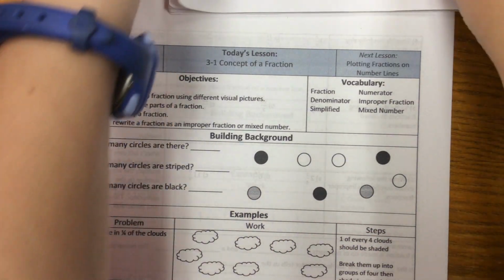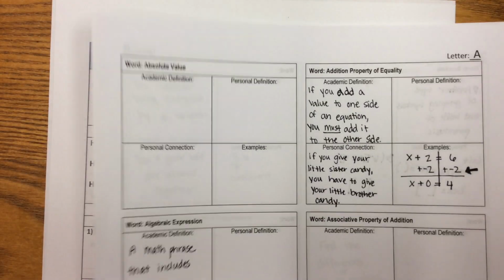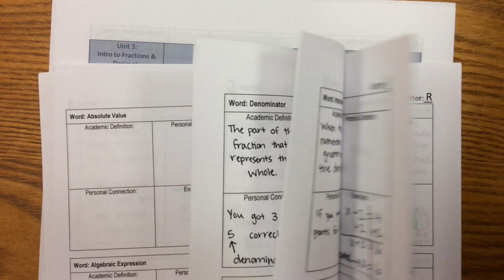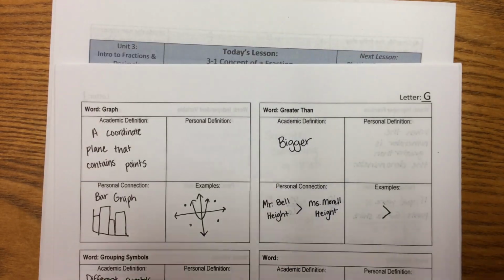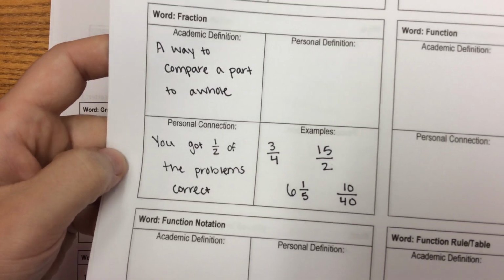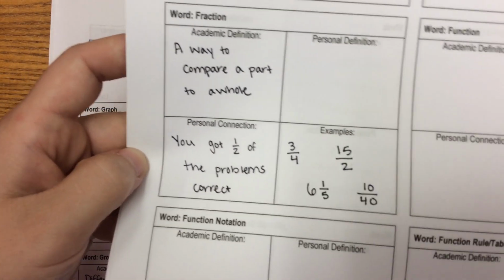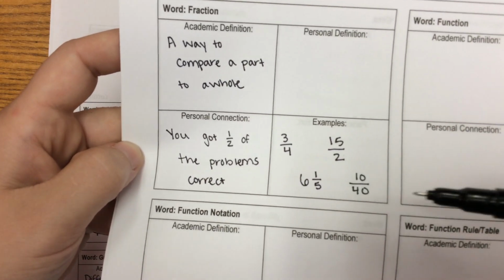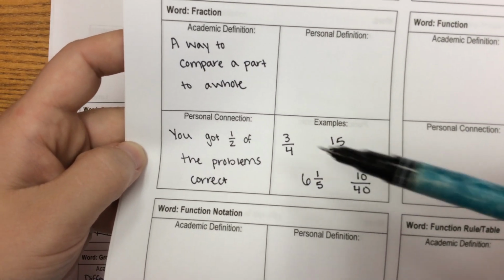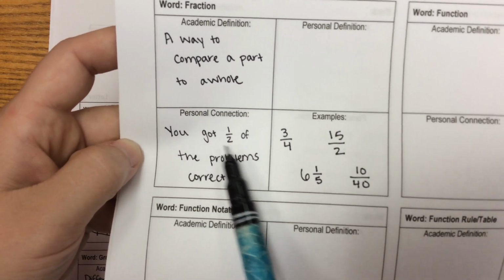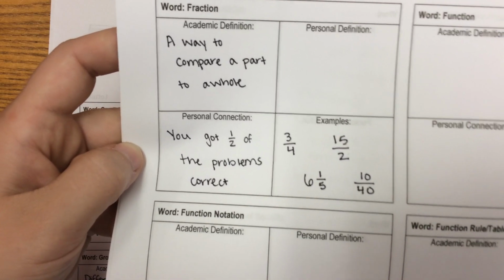So we're going to start with fraction. So that's going to be in the F's. So F is on page 6. So fraction. Fraction is a way to compare a part to a whole. So for example, we have 3/4, 15/2, 6 1/5, and 10/40. So those are all different types of fractions. So personal connection would be like you got 1/2 of the problems correct.